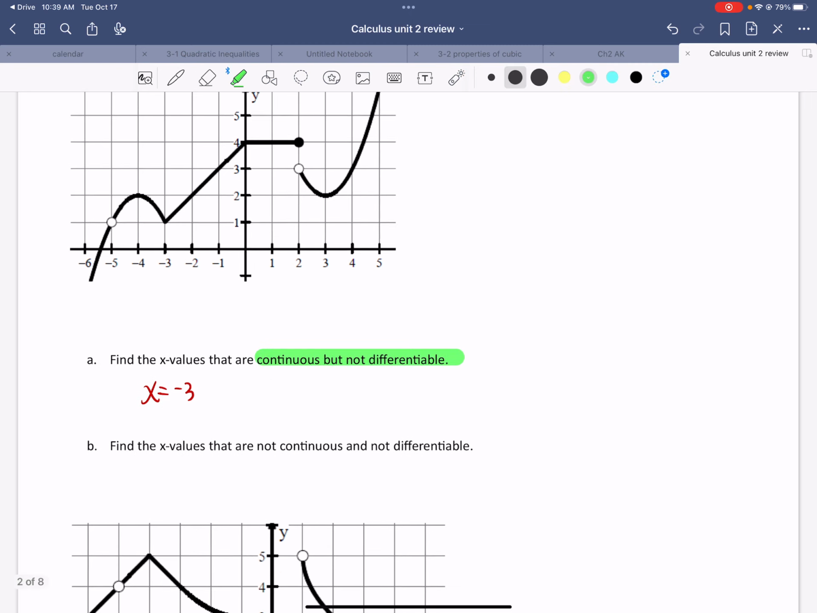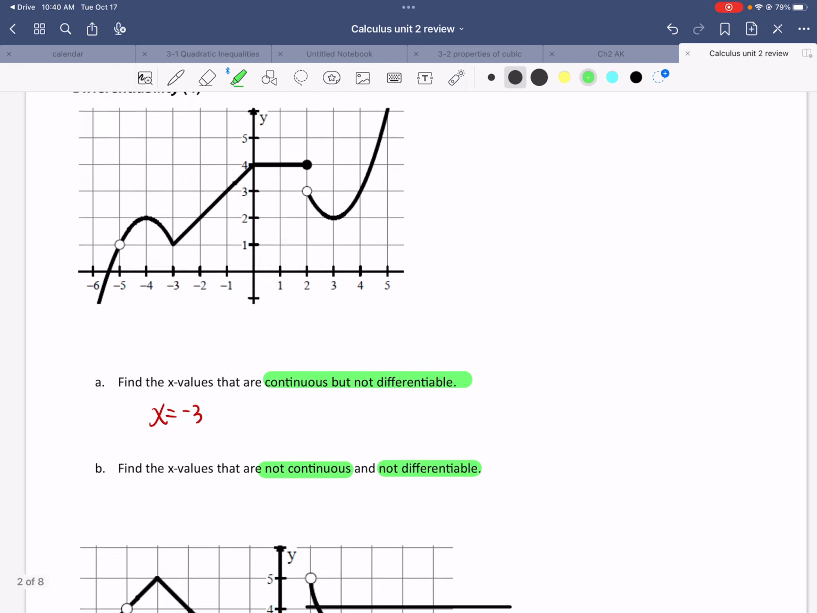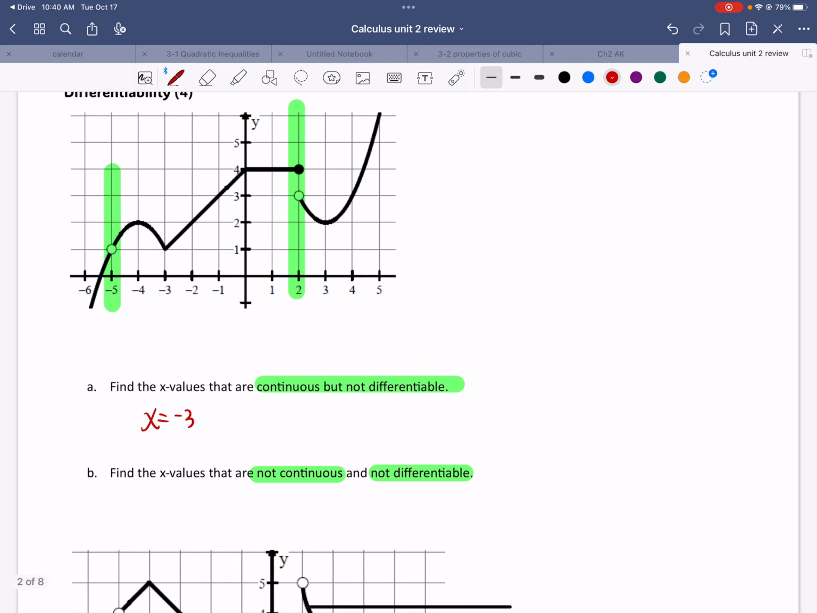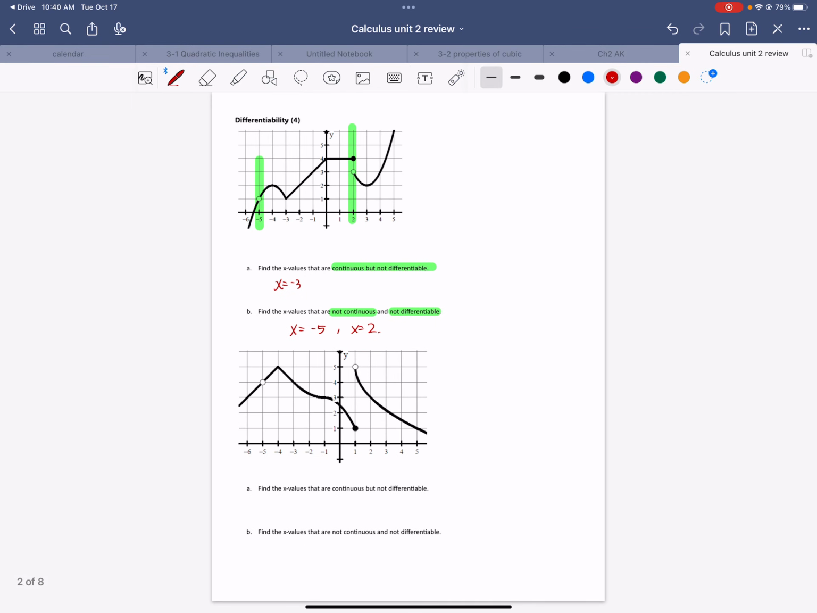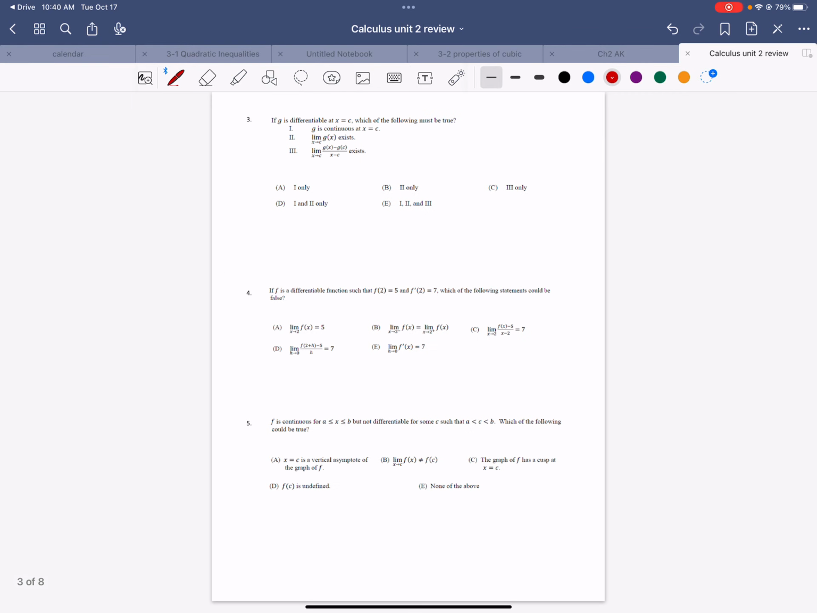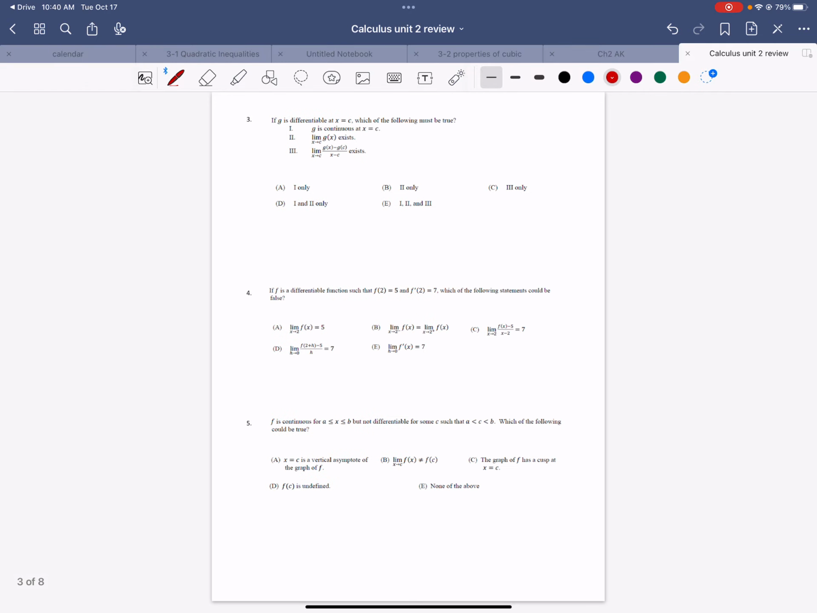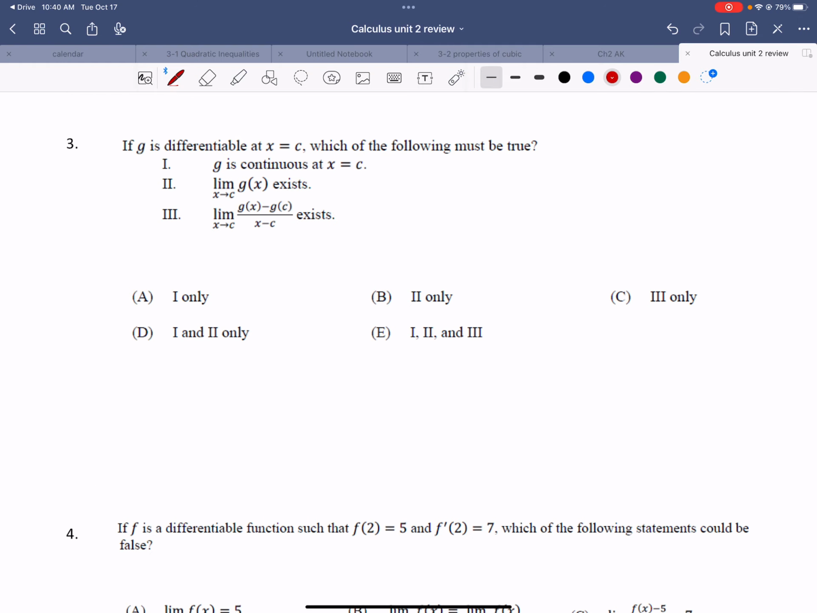Okay. Next question is x values that are not continuous and not differentiable. So any points that are not, for example, this one is disconnected, this is disconnected, and that's it, right? This is not continuous and not differentiable. Because it's not continuous, it's not differentiable, okay? So that's what it is. You can try the next question by yourself. Oh wait, it's not 4 questions, there are 5 questions like this. Yeah, so let's look at this.